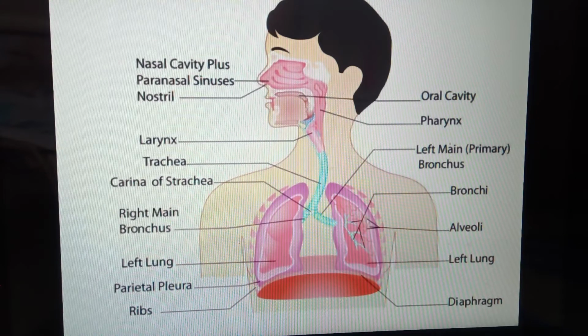Okay. So when we talk about the phases of respiration, there are two phases, inspiration and expiration. We can also call them breathing in or breathing out, or inhalation or exhalation, all are the same term. So what is inspiration? This is a process by which air enters the lungs from the atmosphere, and this is an active process which needs energy. Okay, we need energy to breathe in like this.